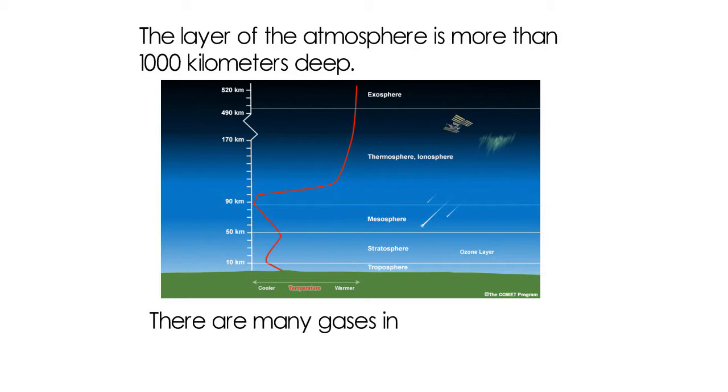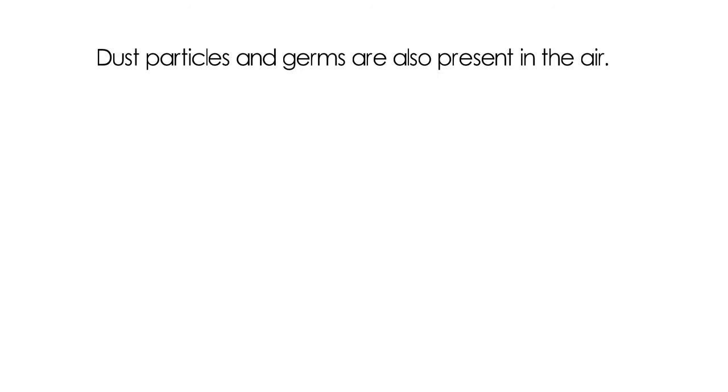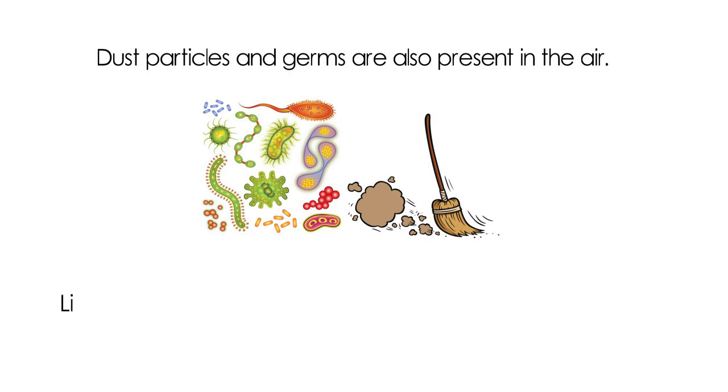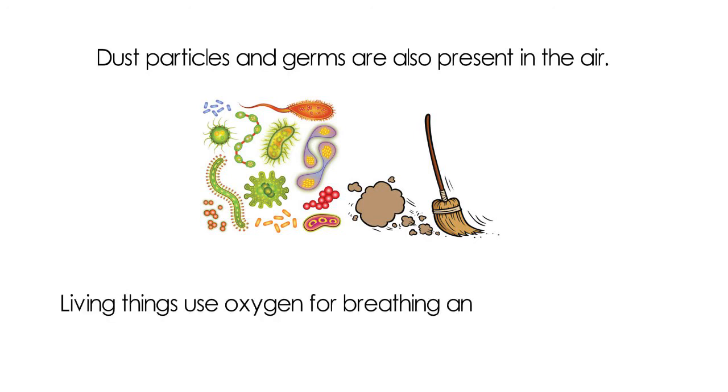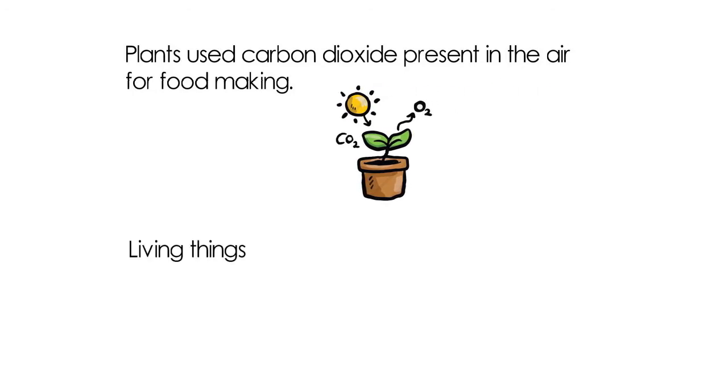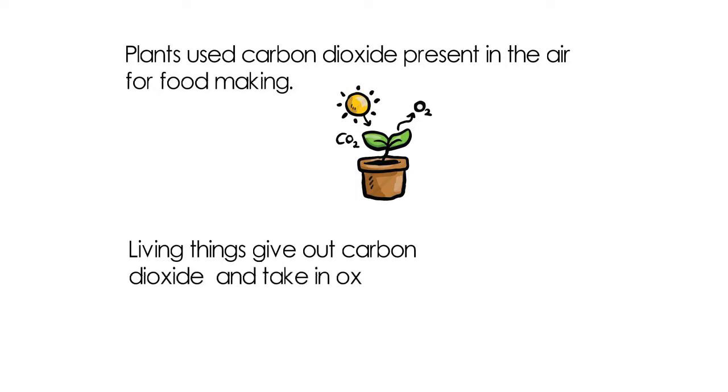There are many gases in the atmosphere like oxygen, nitrogen, and carbon dioxide. Dust particles and germs are also present in the air. Living things use oxygen for breathing and burning purposes. Plants use carbon dioxide present in the air for food making. Living things give out carbon dioxide and take in oxygen while breathing.